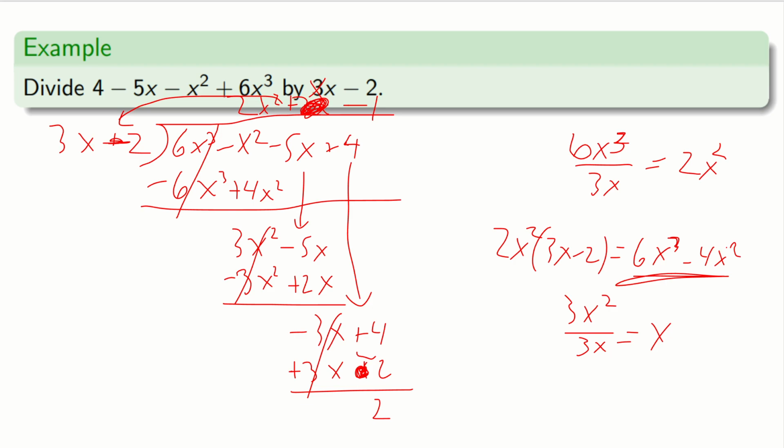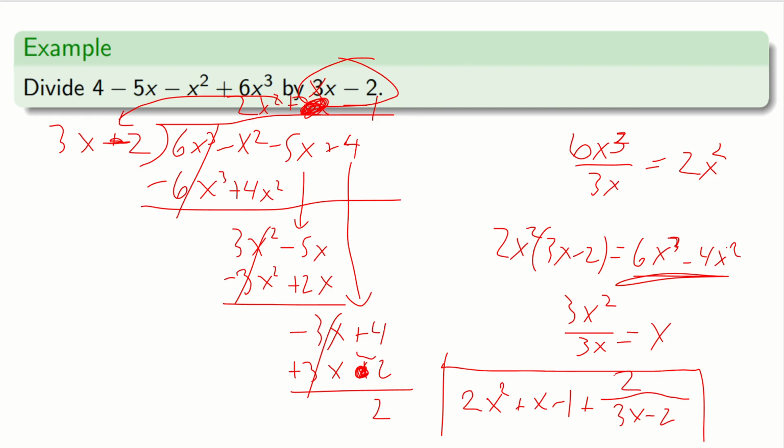How do we deal with remainders in this situation? Well, what we say is that the answer to this now is 2x squared plus x minus 1, and our remainder, how we write that is we say, okay, that is going to be plus 2 divided by the thing that we were dividing by originally, this 3x minus 2. And so even though it looks weird, this is the answer to that question. So that's how it works.